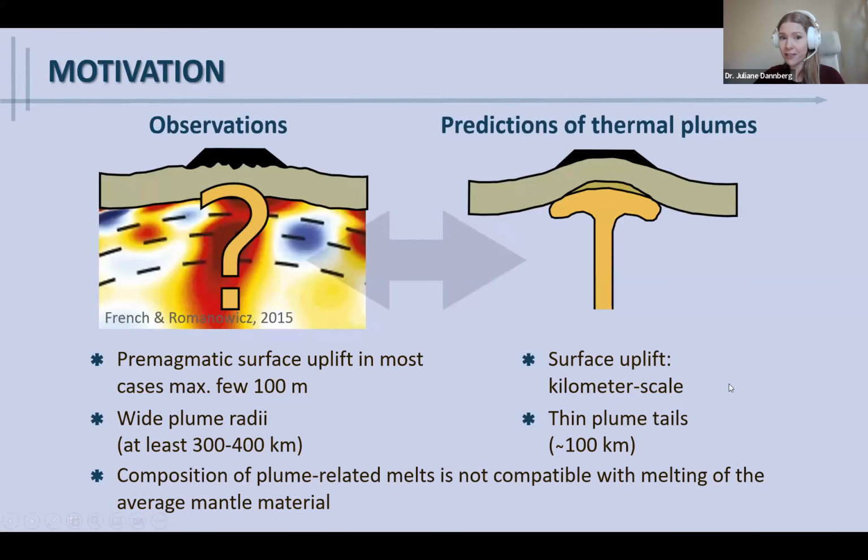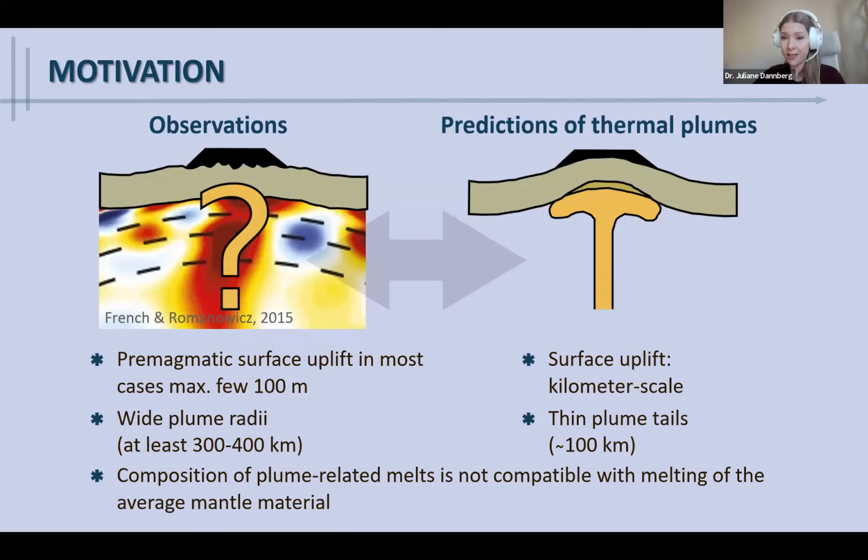Now, in the second part, I want to talk about how these plumes rise from the core-mantle boundary towards the surface. And that is motivated by a number of observations about mantle plumes. Specifically, we see that when plumes approach the surface before they erupt, there is some surface uplift at the Earth's surface, but in most cases, it's only uplift of a few hundred meters. The other observation is that seismic tomography, such as shown here in the background, tells us that many plumes have a wide plume radius, so of a few hundred kilometers.